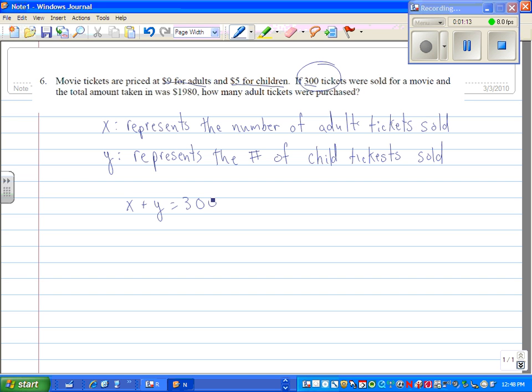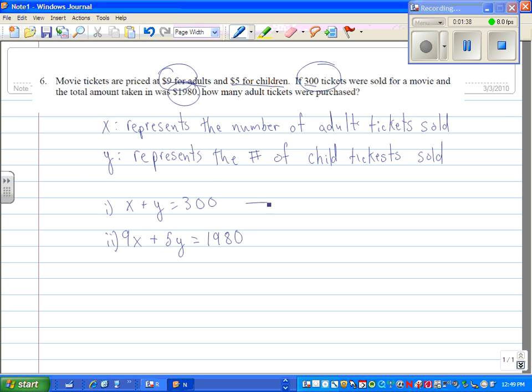You know that. And then also you know that 9 times X, right? Because $9 for adult tickets, so 9X plus 5Y, that's going to equal your profit. So that's 1980. So you have equation 1 and equation 2.